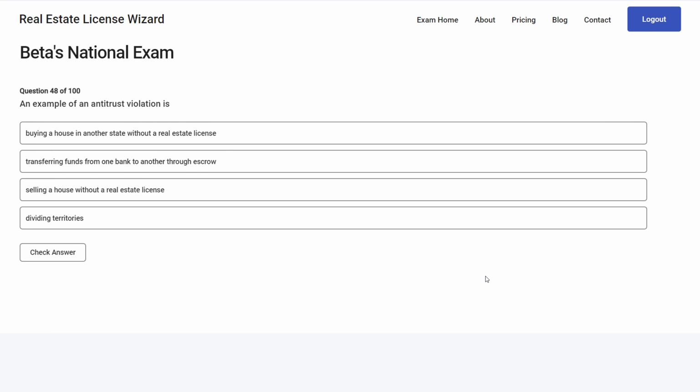All right, 48. An example of an antitrust violation is buying a house in another state without a real estate license, transferring funds from one bank to another through escrow, selling a house without a real estate license, or dividing territories. Oh, interesting. All right, think that one over. Gonna give you guys an opportunity to read it over. Pause here if you need.